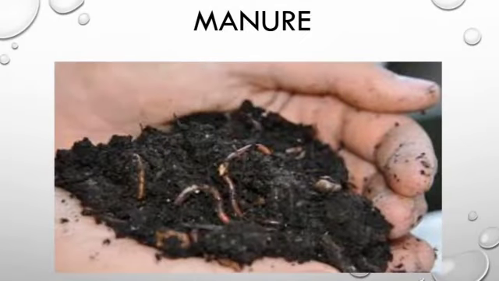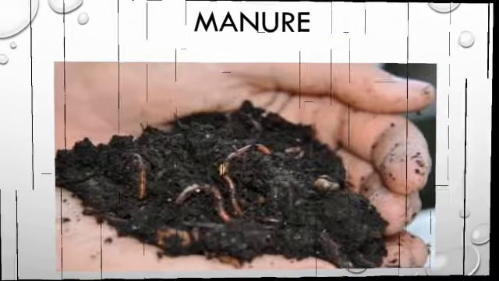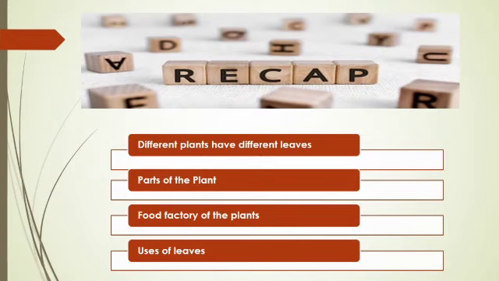What is manure? Manure is a substance added to the soil which helps the plants to grow. Manure gives nutrients to the soil. These nutrients are absorbed by the plants from the soil and it grows well. These are the uses of leaves. Okay, with this we complete the lesson.